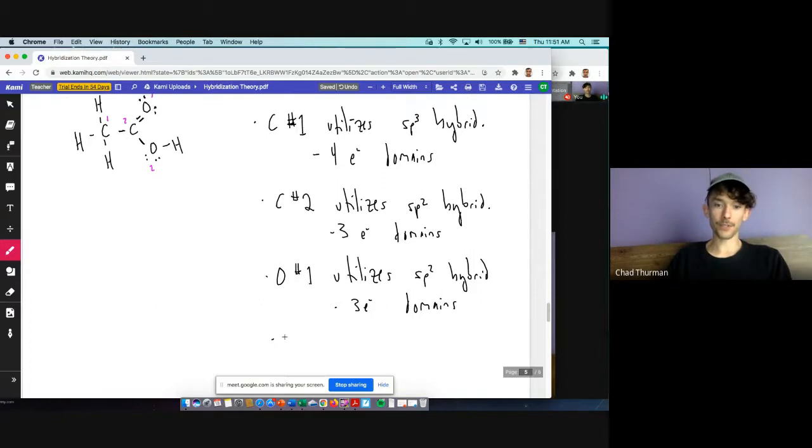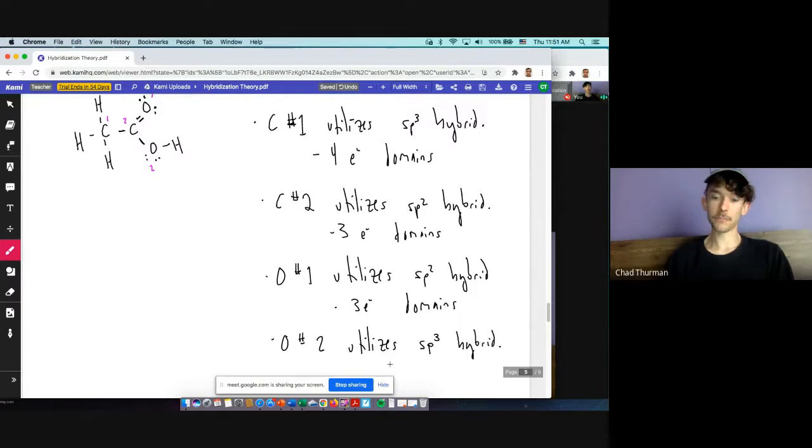Finally, oxygen number 2 utilizes, you guys tell me, sp3 hybridization, because it's got 4 electron domains, 1, 2, 3, 4. It belongs to the tetrahedral parent geometry family, doesn't it? It's bent. It's the tetrahedral version of bent, right? 4 electron domains, but 2 of them are lone pairs.